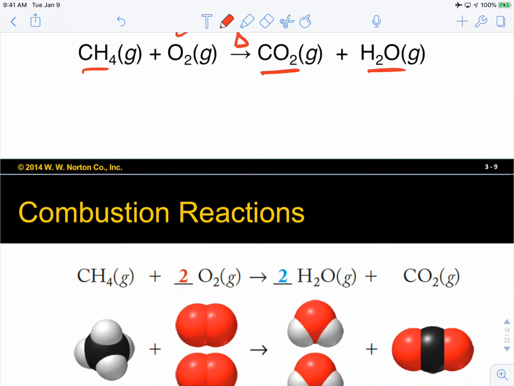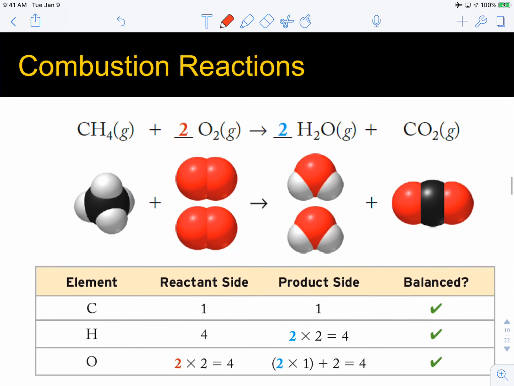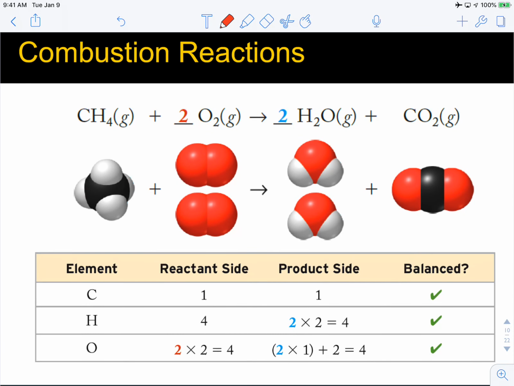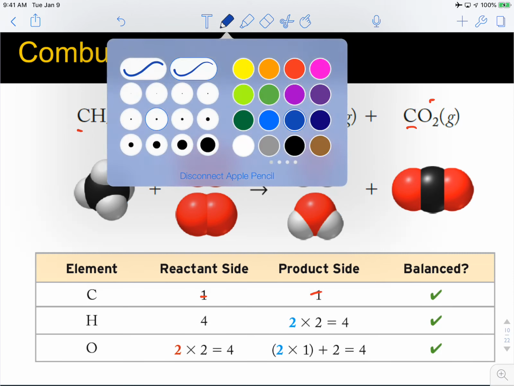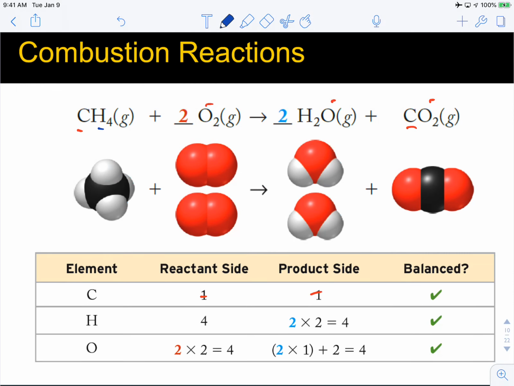So this can easily be balanced. And once again, we'll follow that rule. I'm going to start with carbon and say, okay, I've got one carbon and one carbon. I'm good to go. Then I'm going to move to hydrogen because hydrogen only occurs in 2 places. Oxygen occurs in 3 places. See? Oxygen, oxygen, oxygen. But you only have hydrogen, really, in 2 places. So let's start with hydrogen.